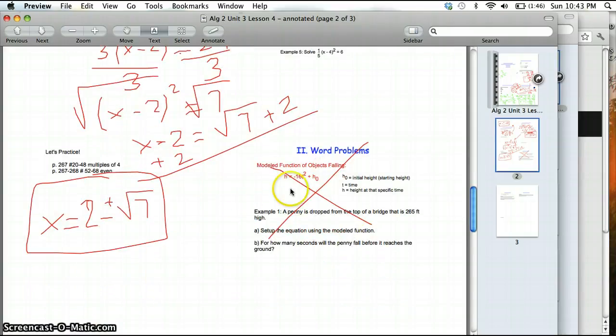Okay, go ahead, cross out the word problem portion of your lesson 4. You will not be doing that, and you are finished.